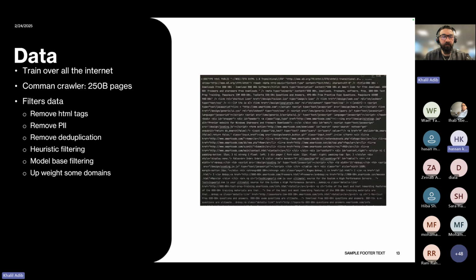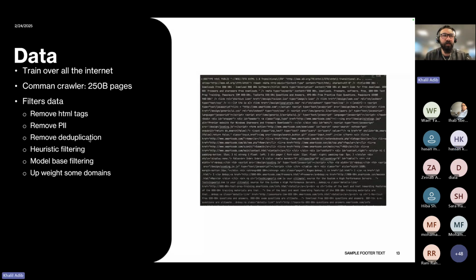Yes, PII. Yeah, PII is like, I'm not sure what the exact terminology is. Personal information, yes, something like this. Personally identifiable information. You have to remove all of this.